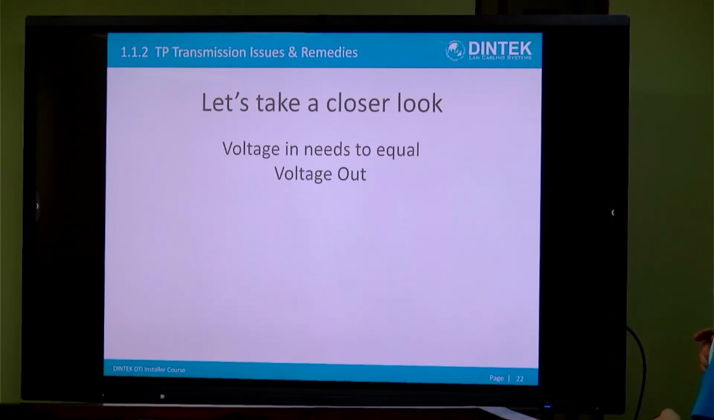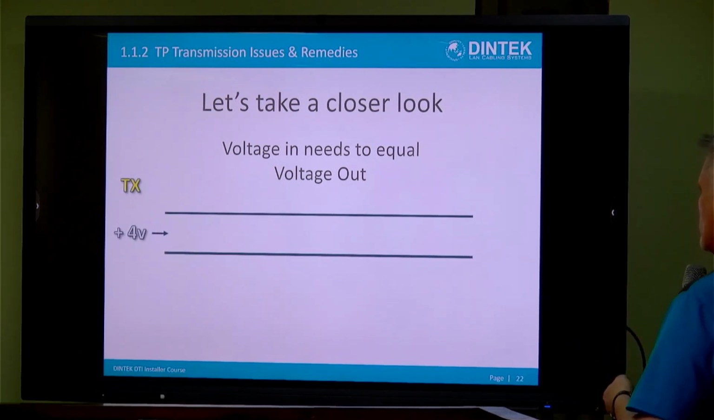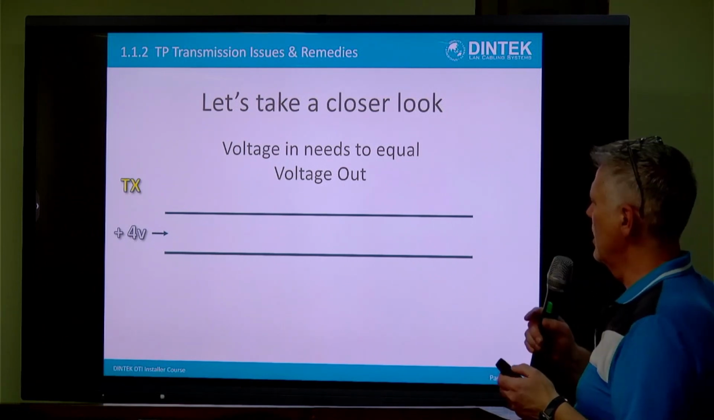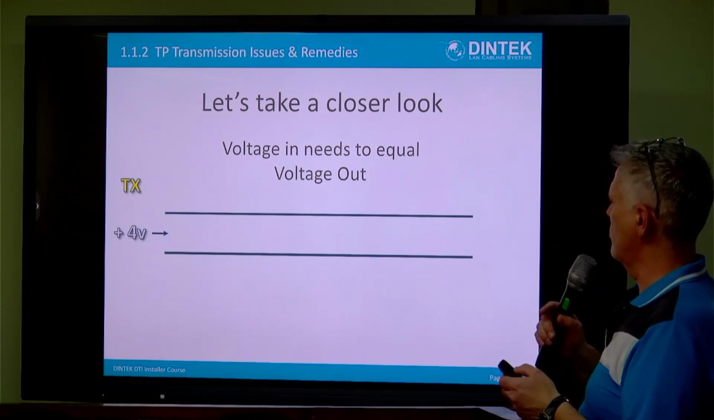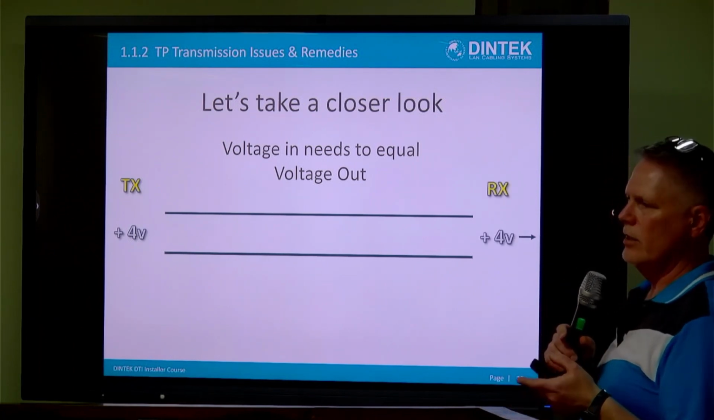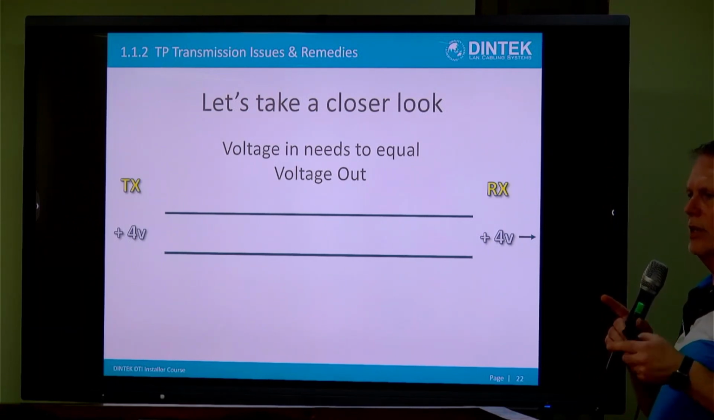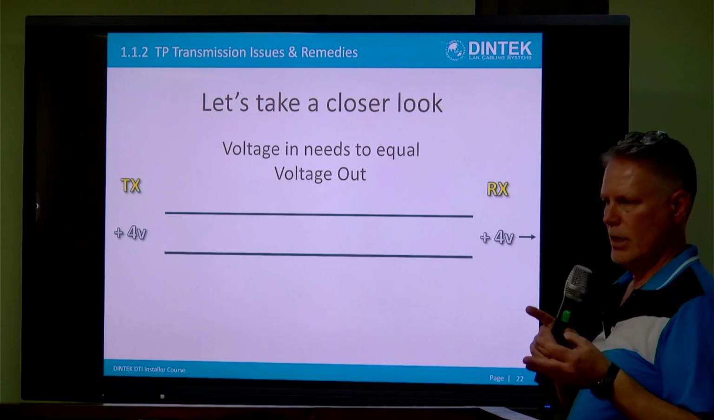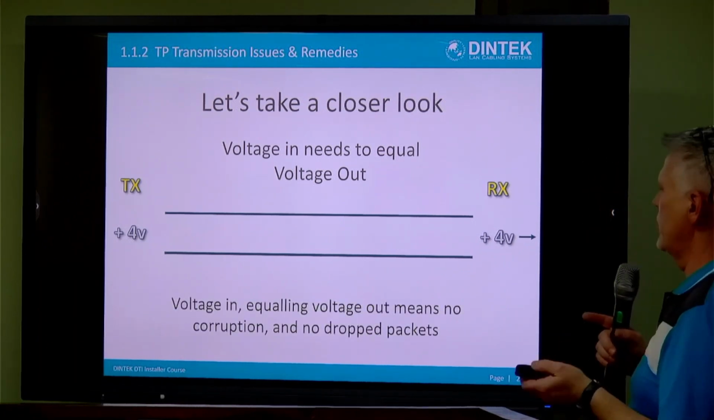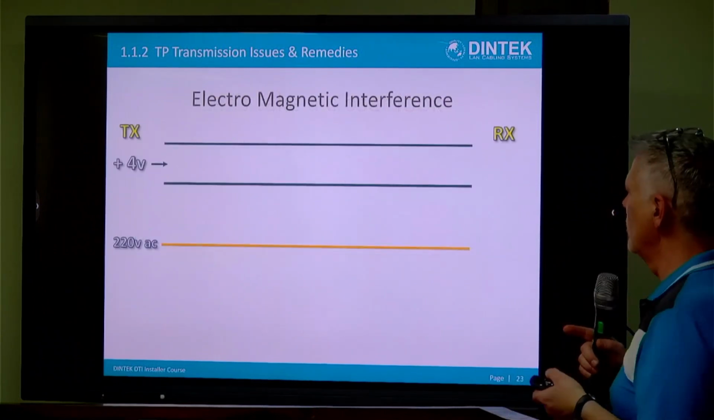Right, so we'll take a closer look at it so we can get a good idea in our mind of what happens. Let's say we've got 4 volts, and we're putting 4 volts across a twisted pair cable. Right? So what we want to see at the other end is that same 4 volts. And if we get an imbalance in there, then we're going to have corruption of our signal. Voltage in equaling voltage out means no corruption and no dropped packets.